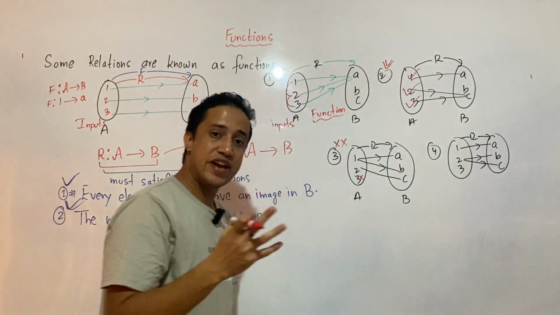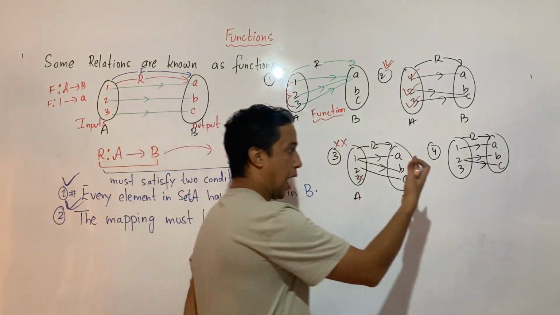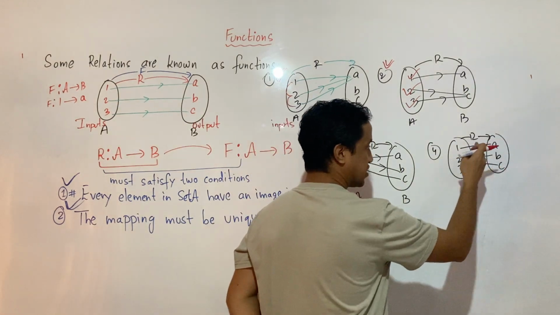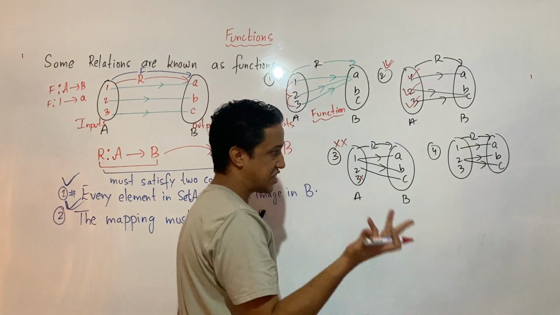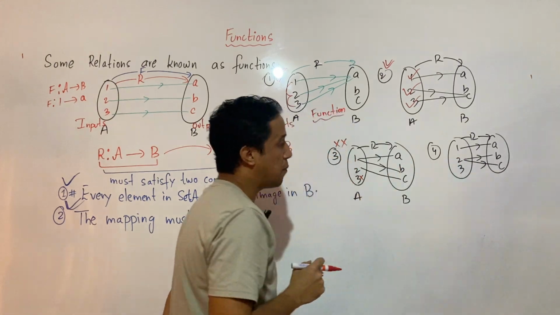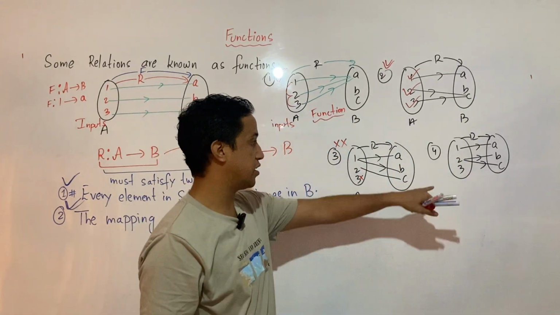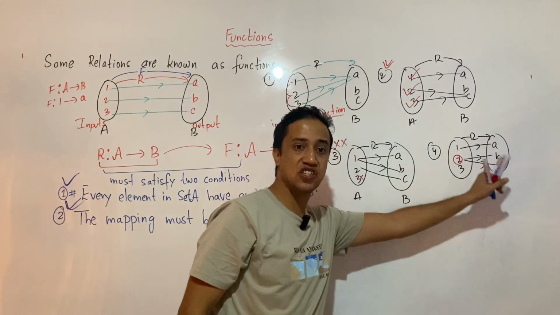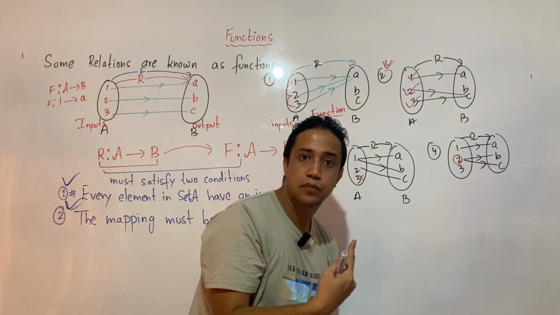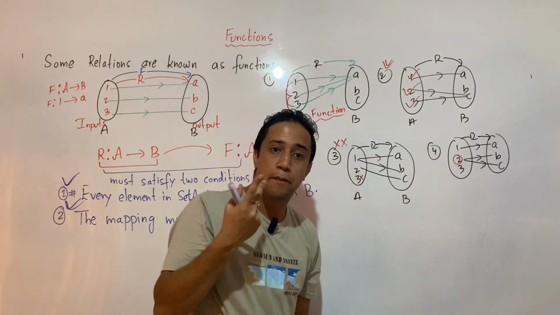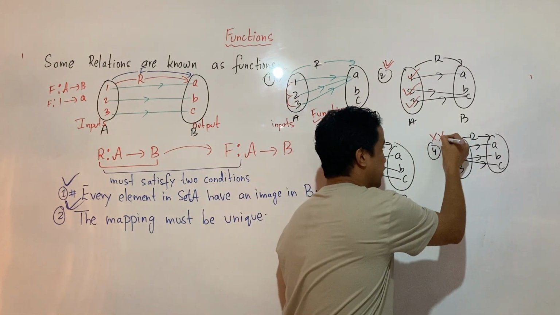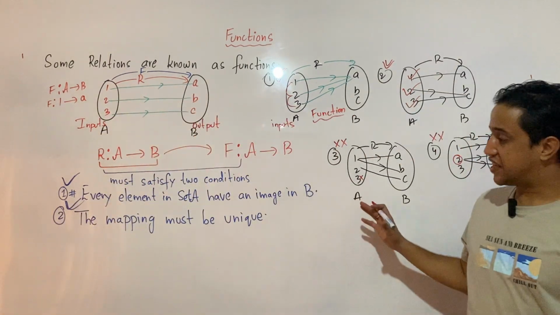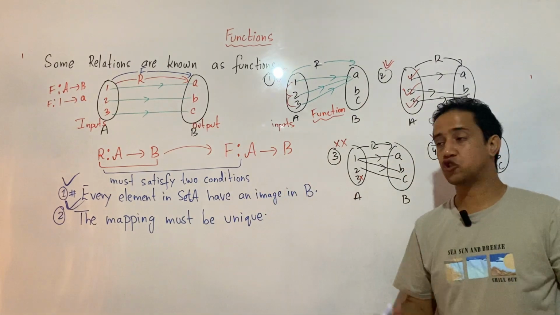Okay, now go to number 4. Look at if every element in set A has an image in B. 1, yes. 2, yes. 3, no. And here also, the image must be unique. But see here, for this element 2, it has 2 images. For 1 input, you are getting 2 outputs, which means that it is not a function. Understand? So any relation that satisfies these 2 conditions is said to be a function.